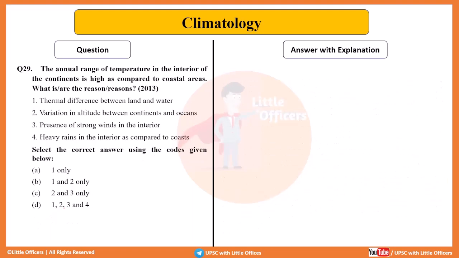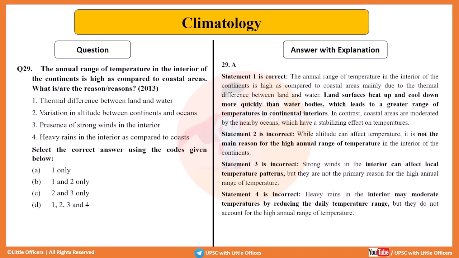Next, the annual range of temperature in the interior of the continents is high as compared to coastal areas. What is the reason or reasons behind it? Thermal difference between land and water, obviously correct. This is what we call differential heating of land and water. This could lead to even sea breezes and land breezes.